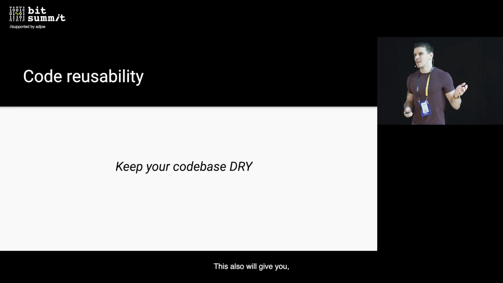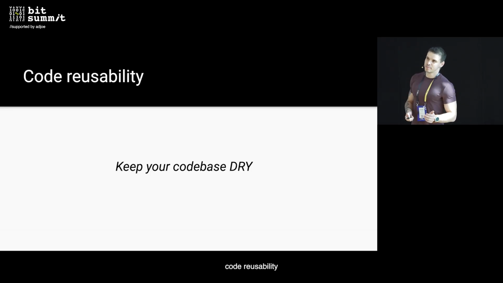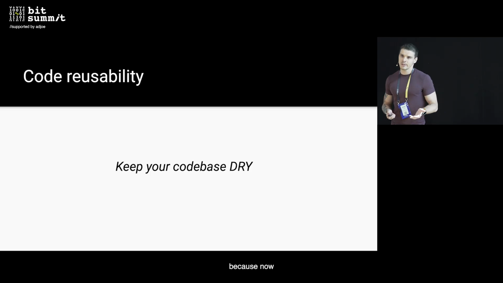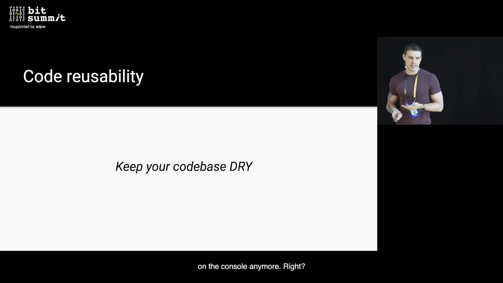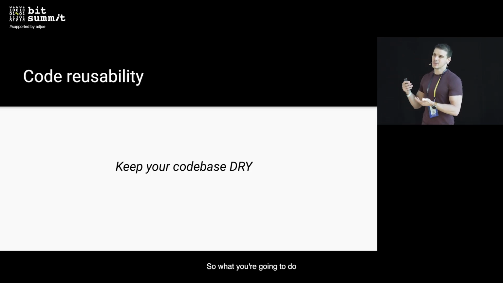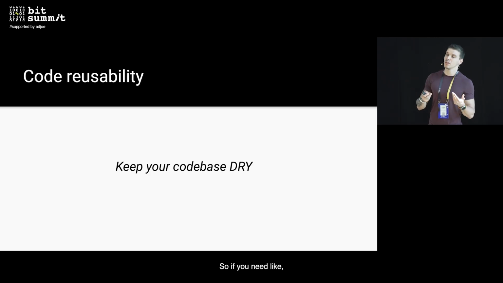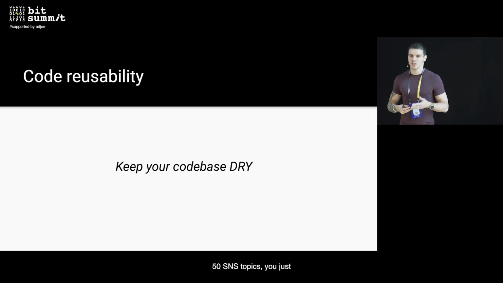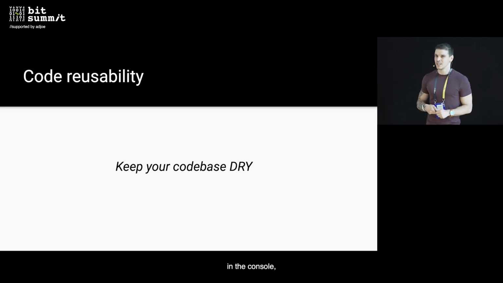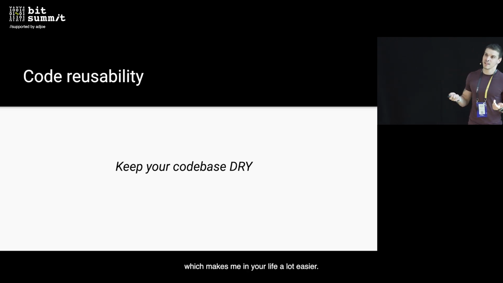This also will give you code reusability, because now you don't need to click around on the console anymore, right? So what you're going to do is code your infrastructure. So if you need 50 SNS topics, you just, for example, copy-paste 50 times. You don't need to click around 50 times in the console, which makes your life a lot easier.